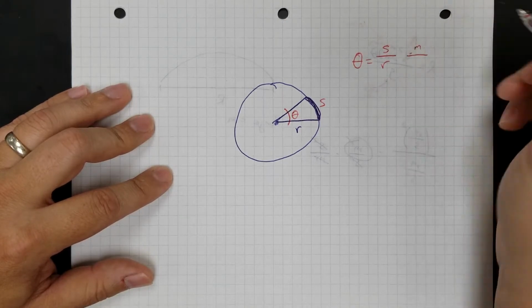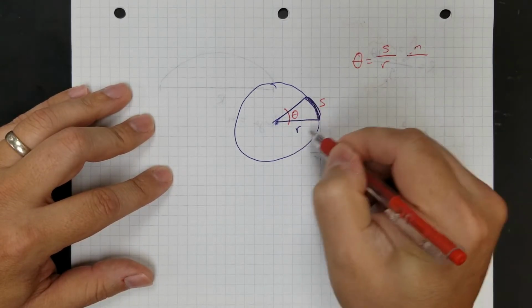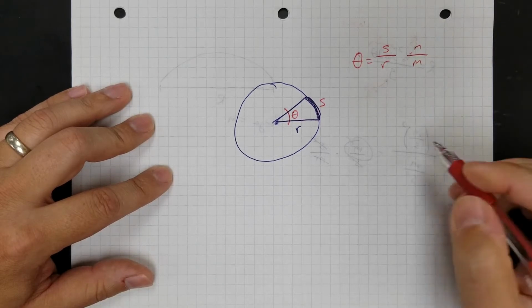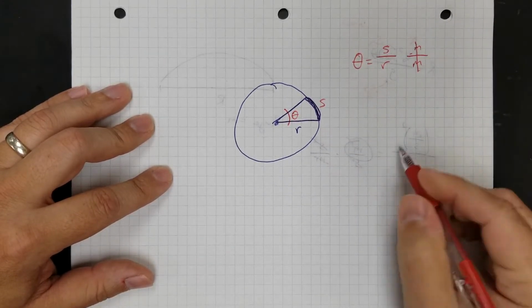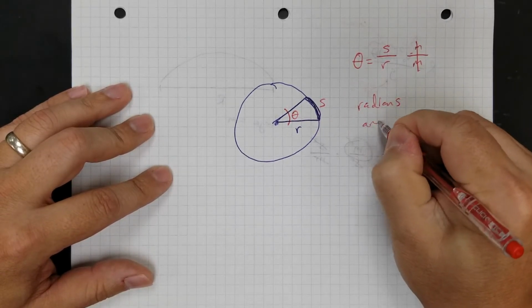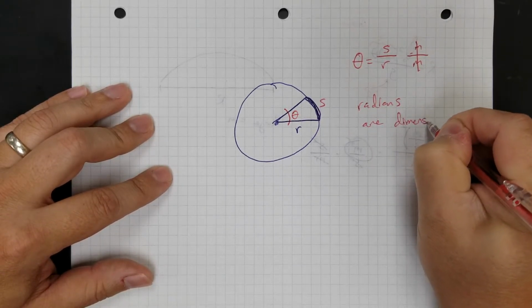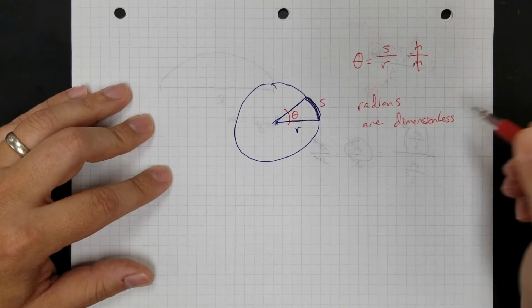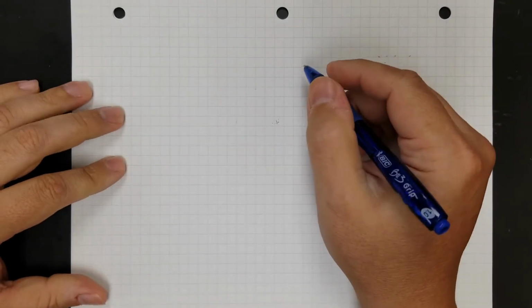So s is in meters. R is also a unit of distance, so that'll also be measured in meters. And look at that, it cancels out. This is why, when you look at radians, they are dimensionless. There's no dimension to them. Okay, so let's do a little more complicated one.